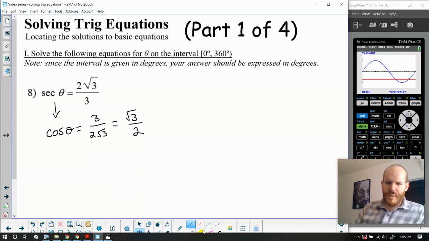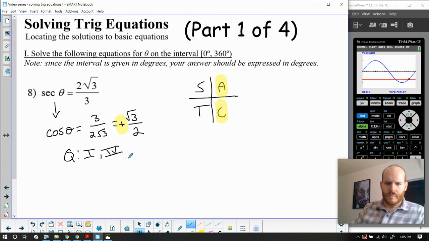So I need to figure out what values of theta will give me the square root of 3 over 2. And I'm going to do the same kind of interpretation. There's no sign here, which tells me that by default it has to be positive. So I'm going to consider the quadrants where cosine is positive. And again, I'll use the ASTC rule as my shortcut for remembering that. All values are positive in quadrant 1, and cosine is positive in quadrant 4. So I have to be in either quadrant 1 or 4.